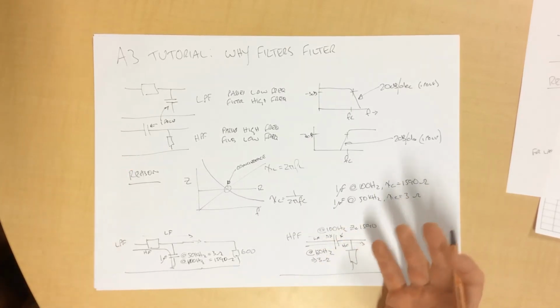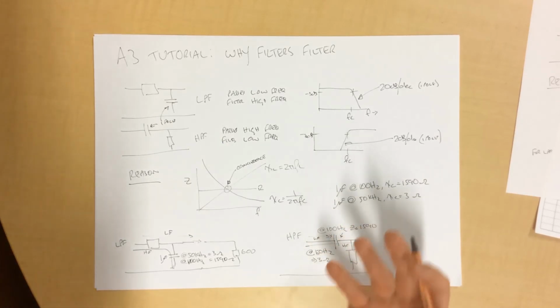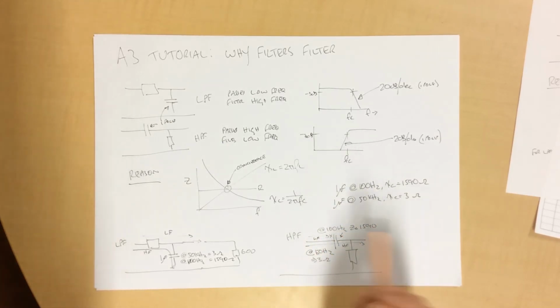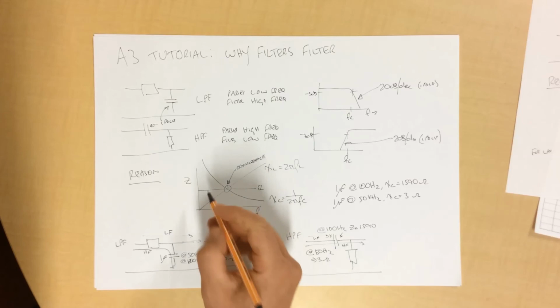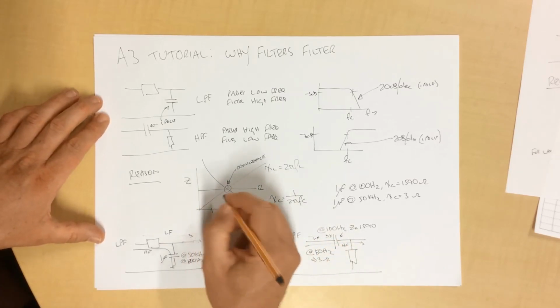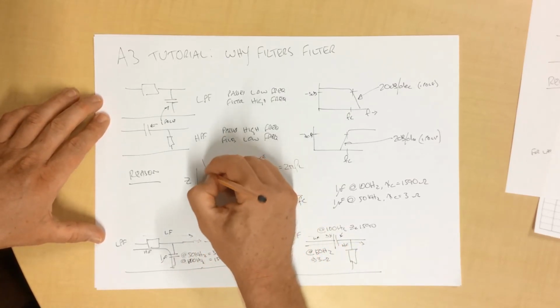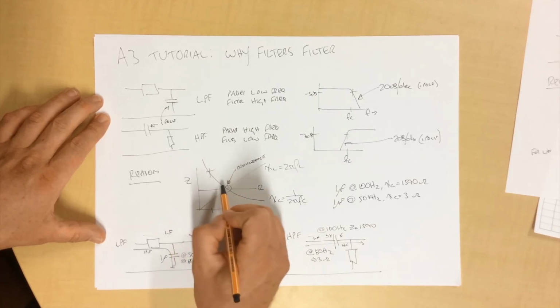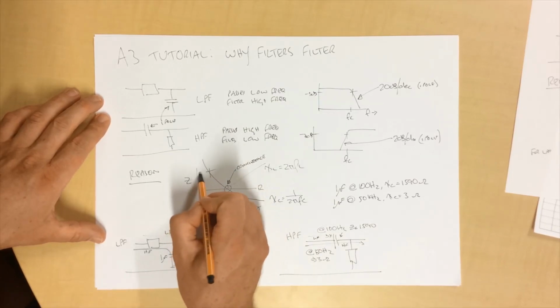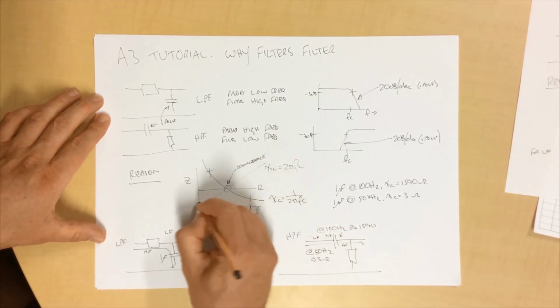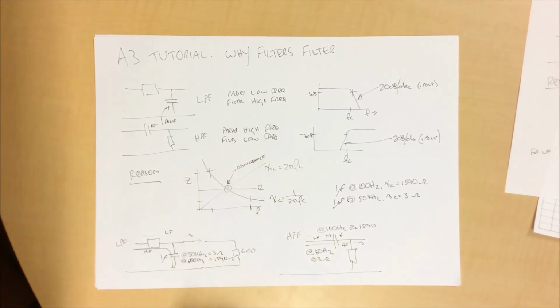That, in short, is why filters actually filter. It's all a matter of this relationship here, that at a low frequency the impedance of the capacitor is very high, and at a high frequency the impedance is much lower. That is why filters filter.